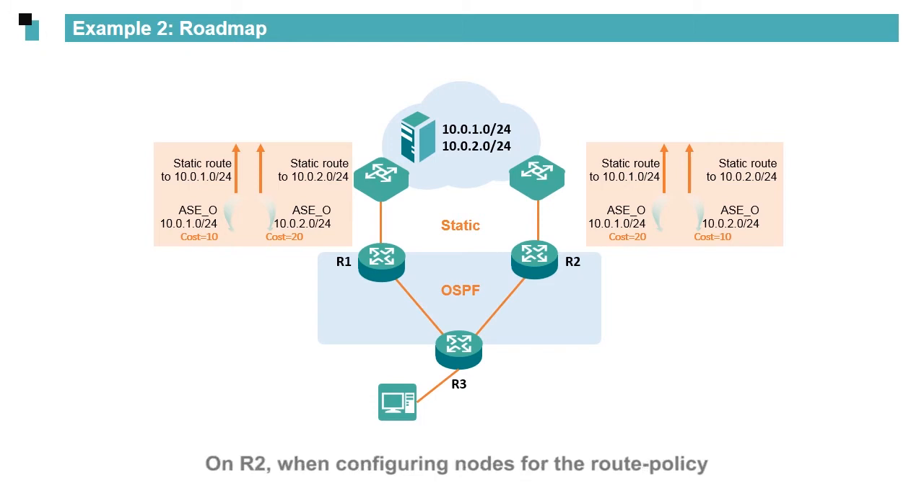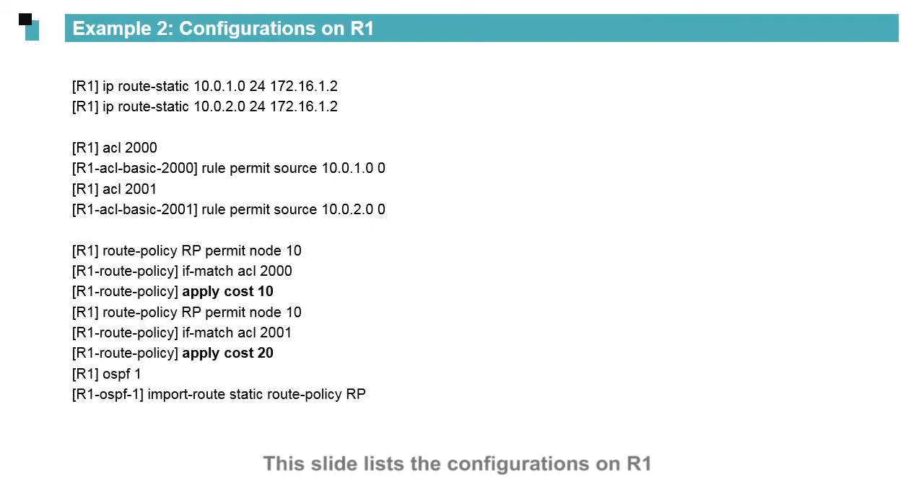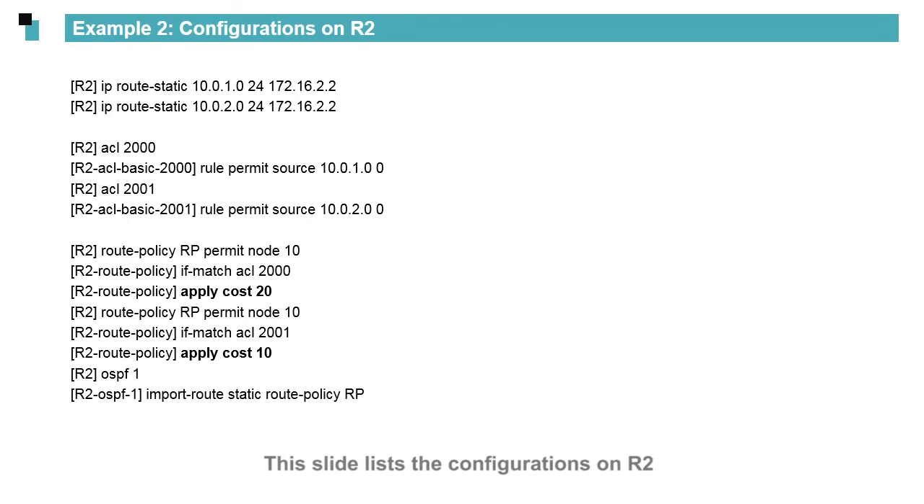On R2, when configuring nodes for the route policy, set the cost of the route 10.0.1.0/24 to 20 and the cost of the route 10.0.2.0/24 to 10. In this way, the data traffic of the terminal network accessing the network segment 10.0.1.0/24 flows through R1, and the data traffic of the terminal network accessing the network segment 10.0.2.0/24 flows through R2. This slide lists the configurations on R1. This slide lists the configurations on R2.